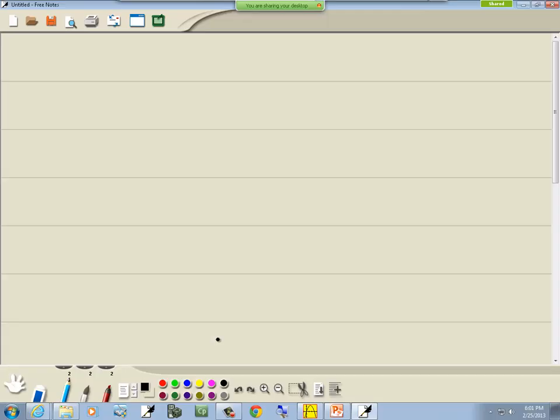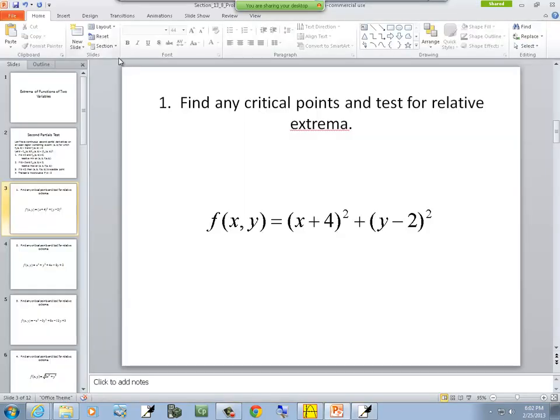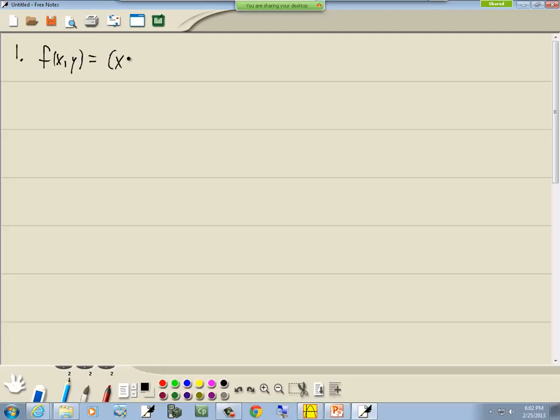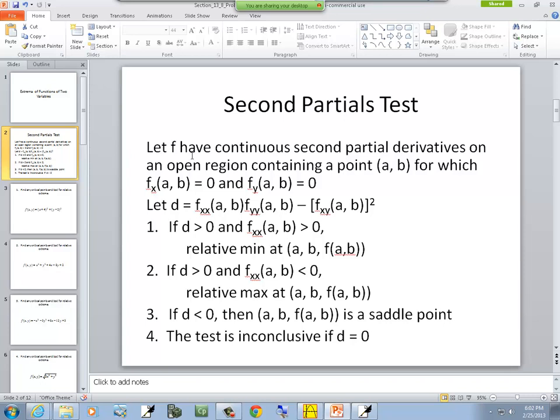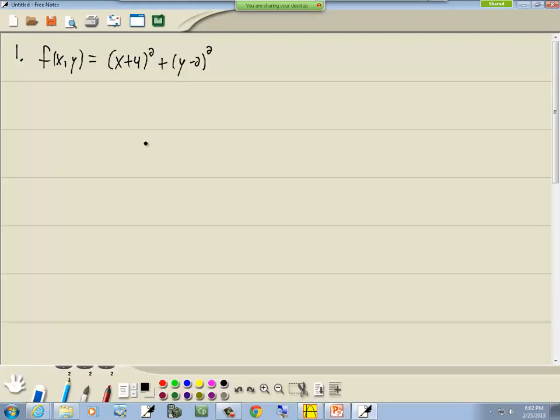So let's take a look at this problem. We have f of x, y is equal to (x plus 4) squared plus (y minus 2) squared. This says find any critical points and test for relative extrema. Well, we need to find our first partials.